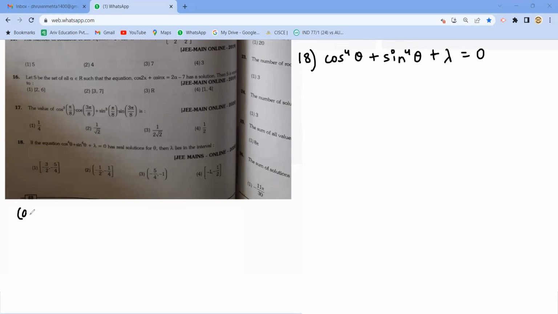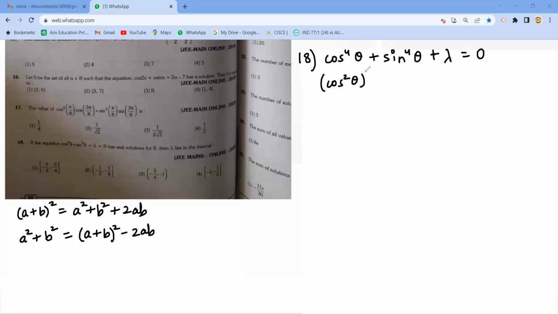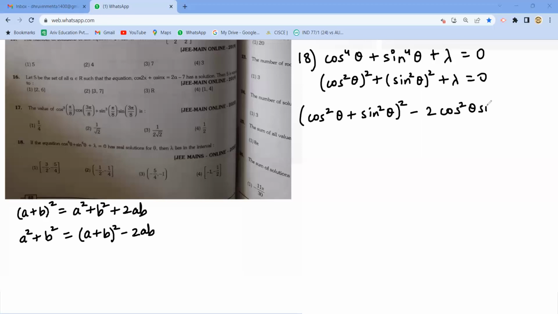So I'm sure you know a plus b the whole square formula, which is a square plus b square plus 2ab. Now if I ask you what is a square plus b square, what will you tell me? So that will be a plus b the whole square minus 2ab. So cos raised to 4 can be written as cos square theta the whole square plus sin square theta the whole square. Now we can use that a square plus b square formula and we can write it as a plus b the whole square minus 2 a square b square.